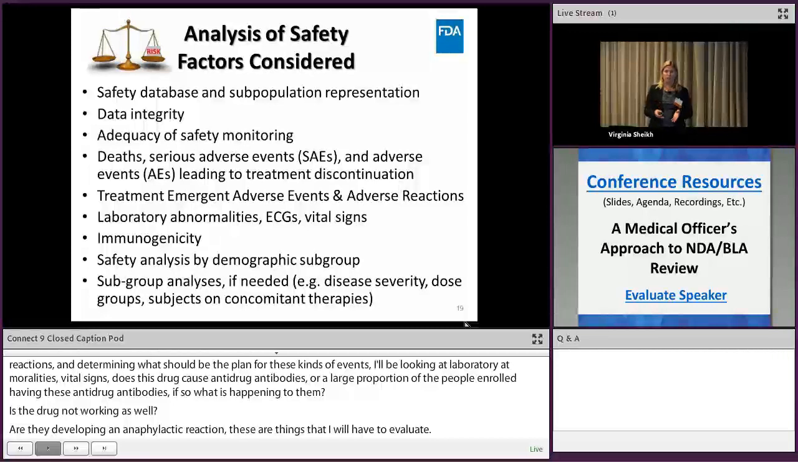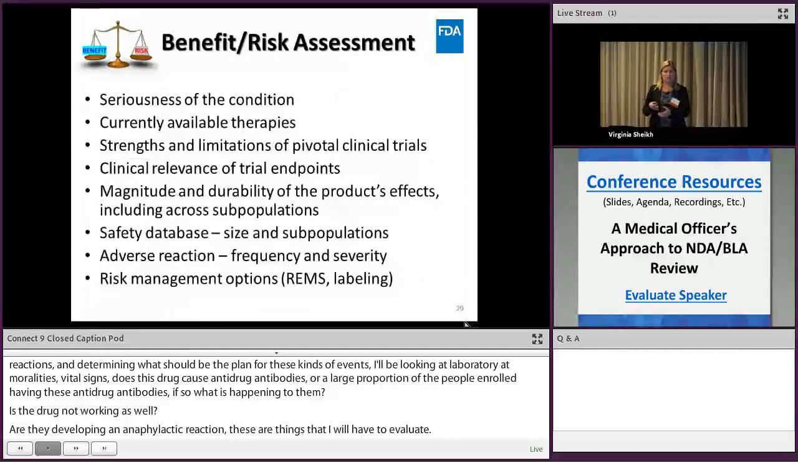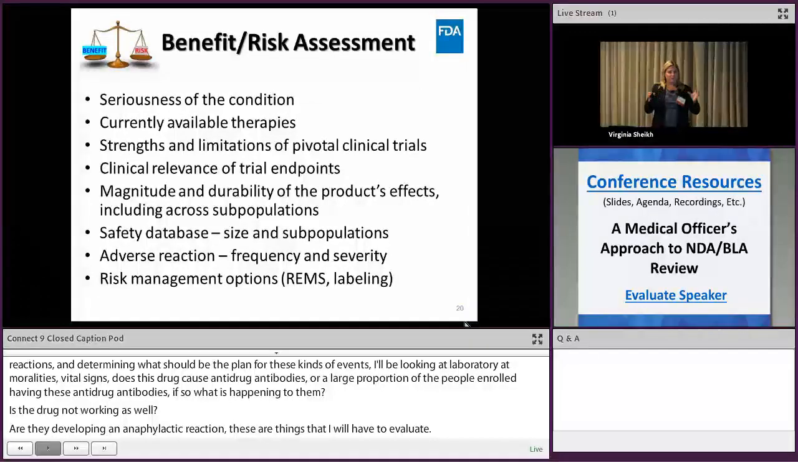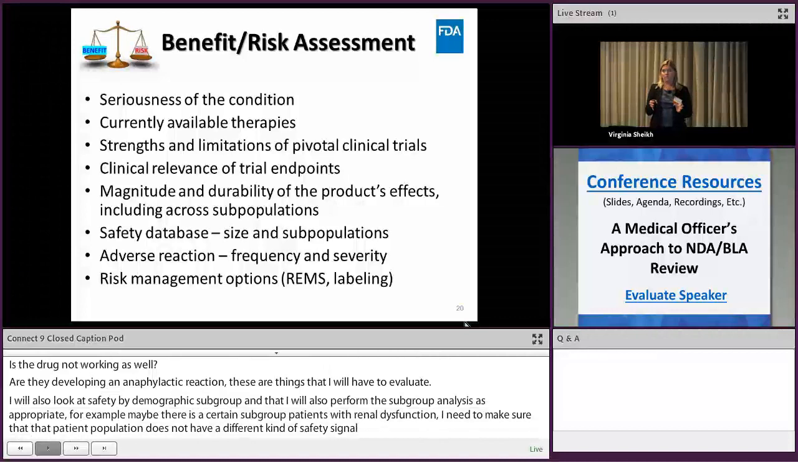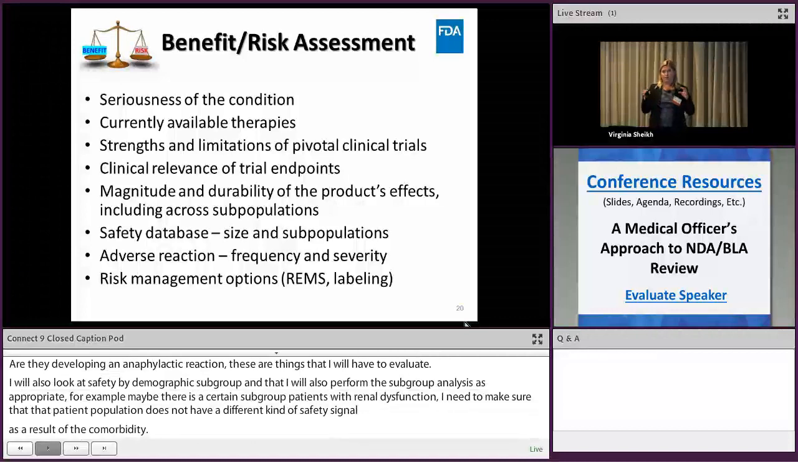For example, maybe there's a certain subgroup, for example, patients with renal dysfunction. I need to make sure that that patient population doesn't have a different kind of safety signal as a result of their comorbidity. So now I have all this information, and I have to perform a benefit risk assessment. And in doing that, I really have to consider the condition.